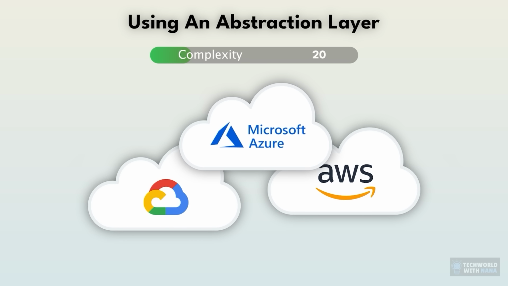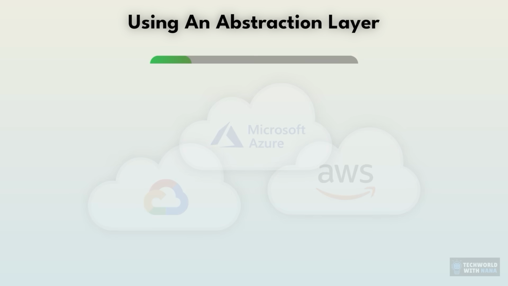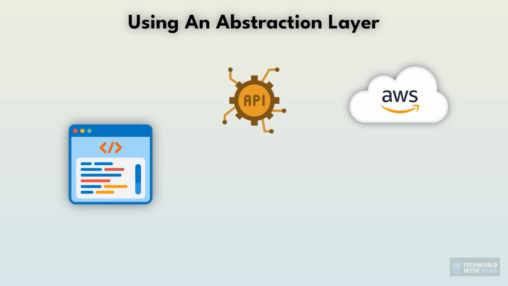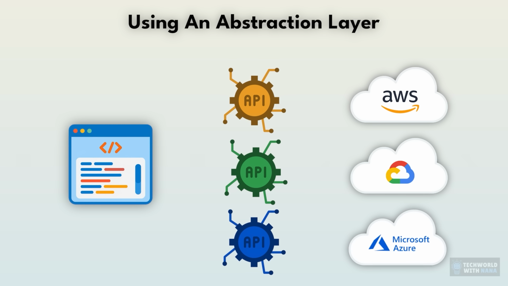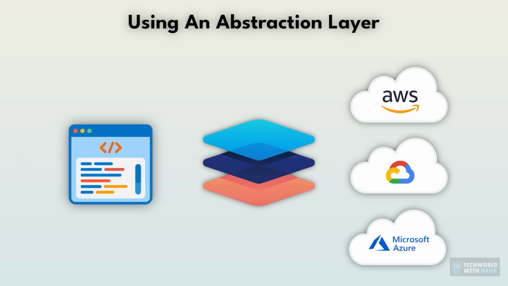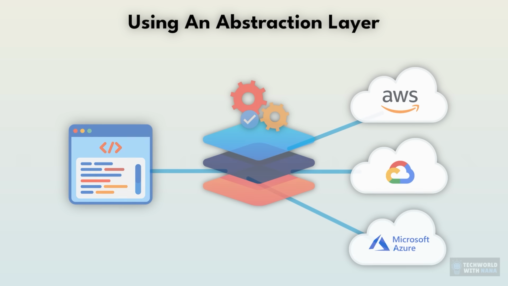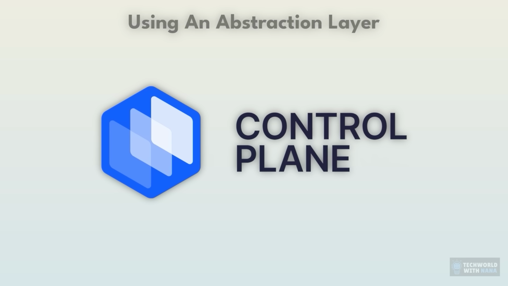If we wanted a simpler solution, multi-cloud would need exactly the same approach. So instead of application dealing with AWS-specific APIs, Google Cloud-specific APIs, or Azure-specific APIs, you have an abstraction layer that your application talks to. And that abstraction layer handles the cloud-specific details. And that's exactly where a tool called Control Plane comes in.